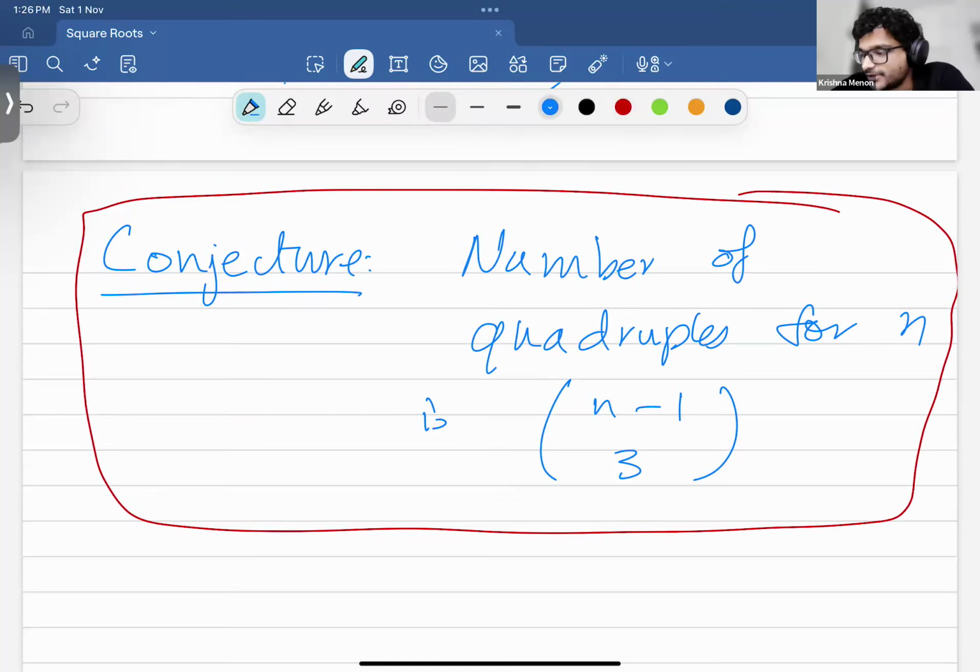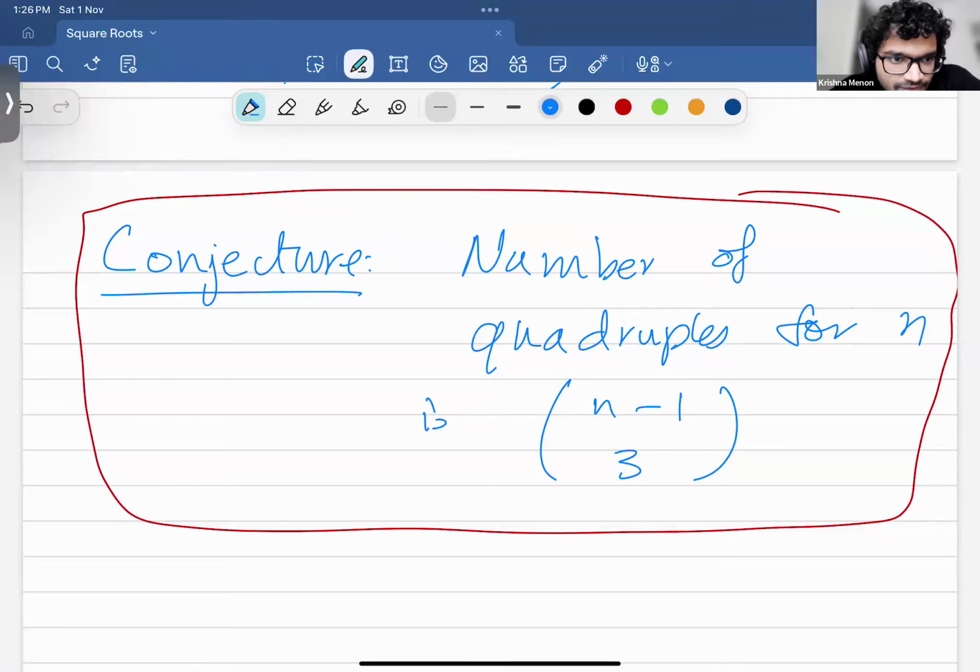Of course, if the last session was the first time you're looking at binomial coefficients, it might take some time to get used to them. But maybe you can try to see whether this is true for the first few values of n, whether it actually matches this number or not. Does anyone have any other answers or guesses?